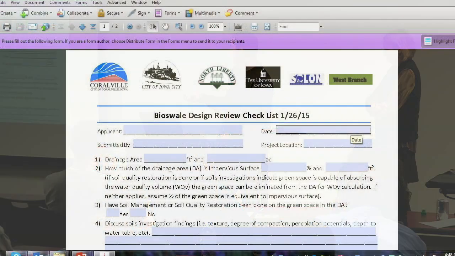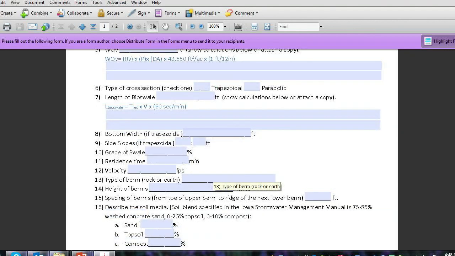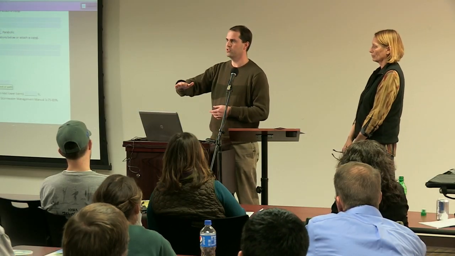So again, the same information goes into drainage area and impervious surface, whether you've done a soil water management plan, and discussing your investigations and findings. You're going to do your water quality volume calculation and describe the cross section and the length of the bioswale. The big thing about the length of a bioswale is that you're trying to design a practice that flows the water for the water quality event at a rate of 1 foot per second or less, so you're very, very slow. You can usually get some partial credit if you go up to 1.5, but we're talking very slow flows, so you're usually going to have a very level channel.